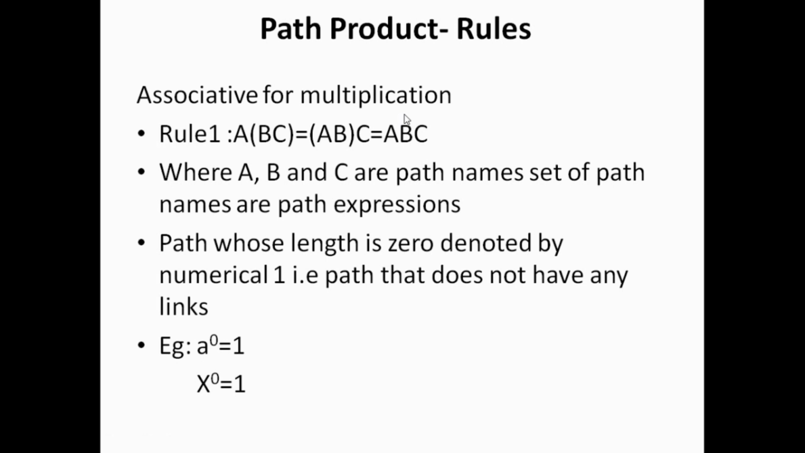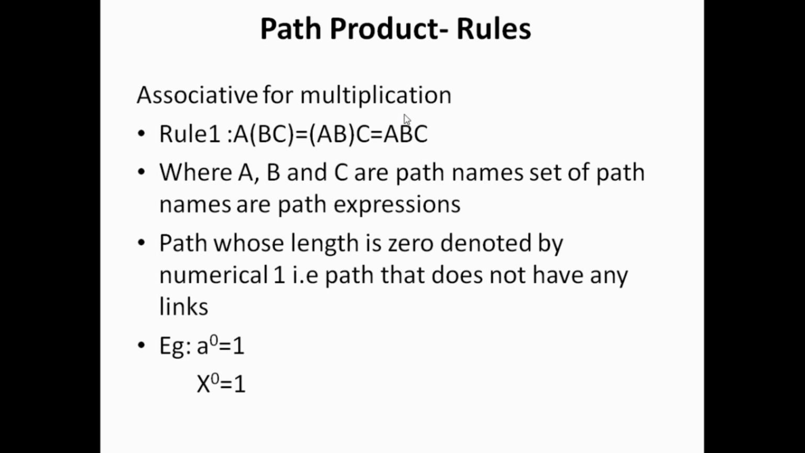Path product. Here we are learning about path product rules. So, associative for multiplication, we are following 16 different rules.